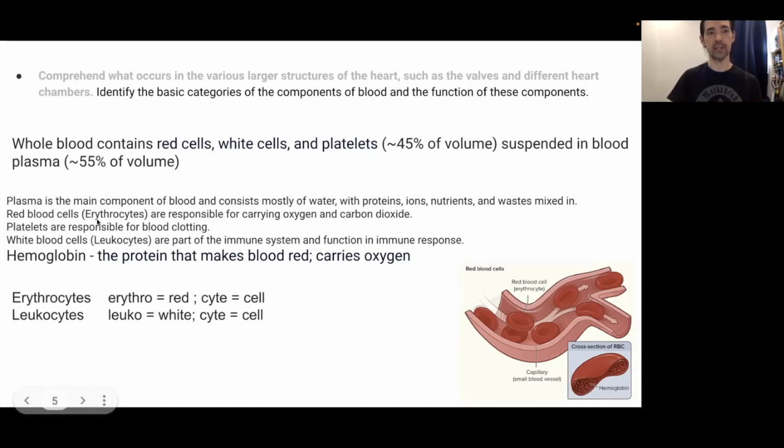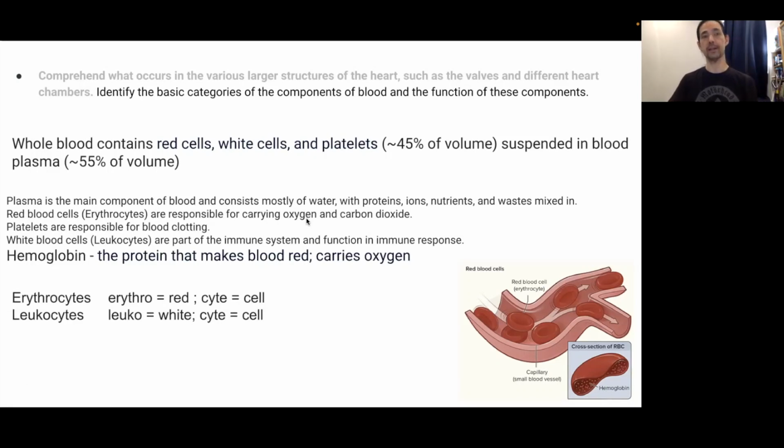So red blood cells are also in there. Red blood cells, this is what we think of as the blood. Red blood cells are also called erythrocytes. Erythro means red. White blood cells are leukocytes. Leuko means white. Cyte means cell. Red blood cells, they're the ones that carry oxygen.